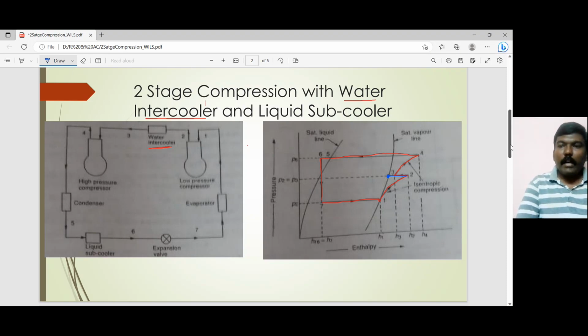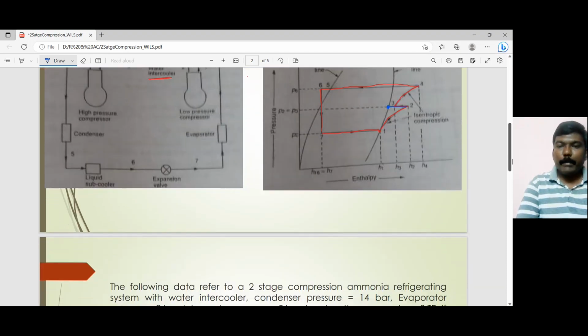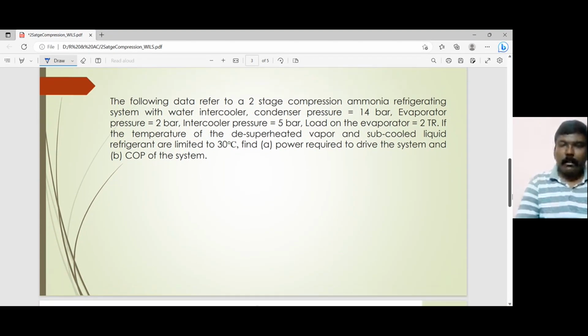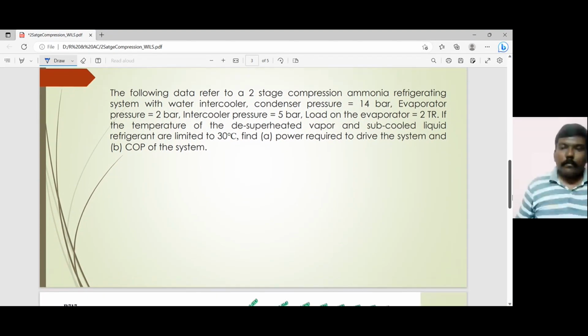Now what we will do is look at a simple sample problem involving water intercooler and liquid subcooler, and see how to deal with such problems. The following data refers to a two-stage compression ammonia refrigeration system with water intercooler. So the system that we use has ammonia as the refrigerant. The condenser pressure is 14 bar, the evaporator pressure is 2 bar, intercooler pressure is 5 bar, and load on the evaporator is 2 ton of refrigeration.